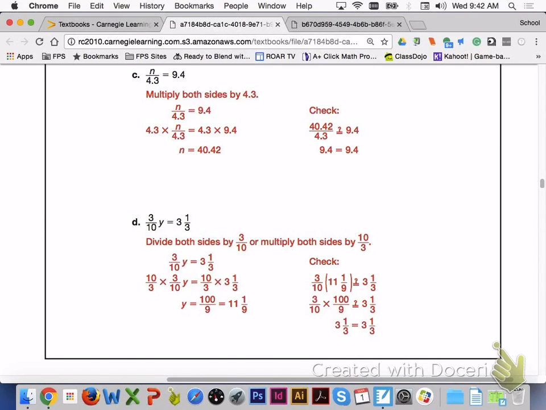This will conclude lesson 9.3 on solving one-step equations with multiplying and dividing. Please let me know if you have any questions. Thanks.